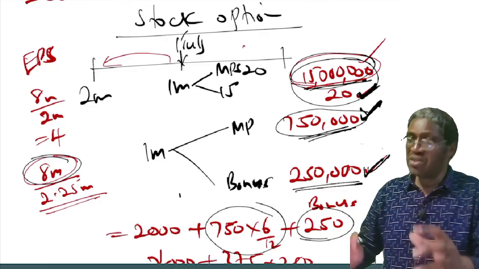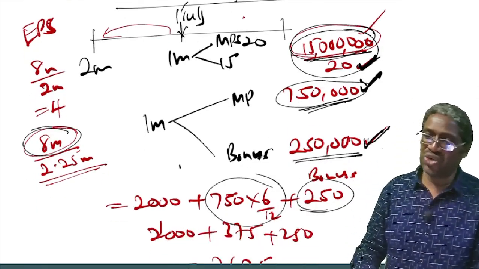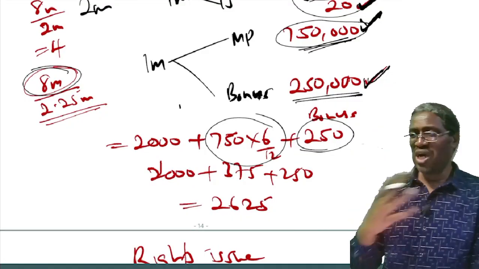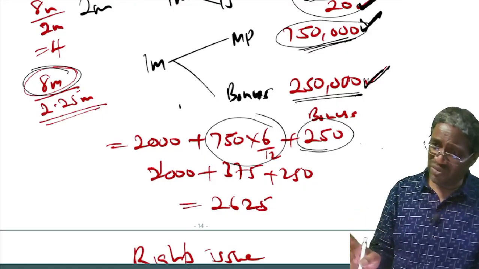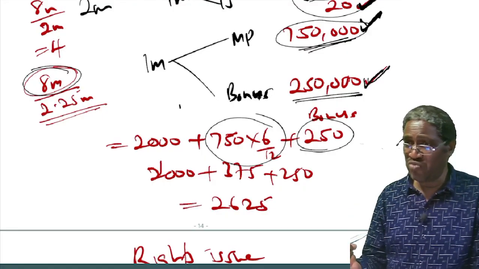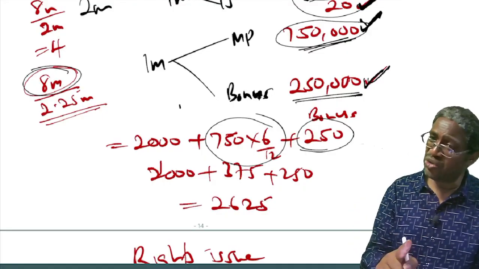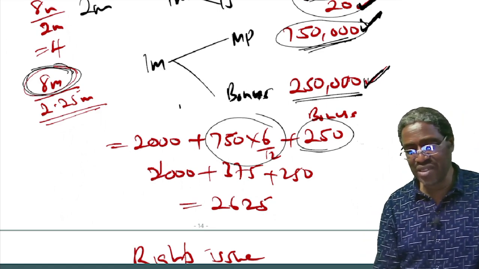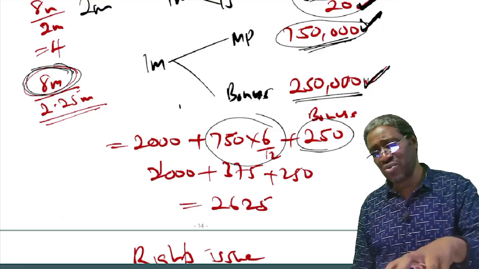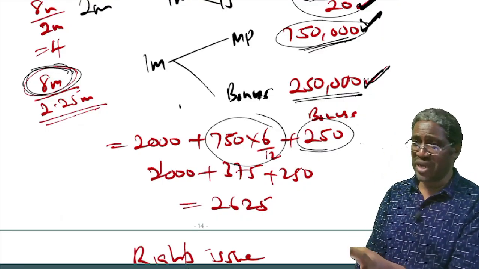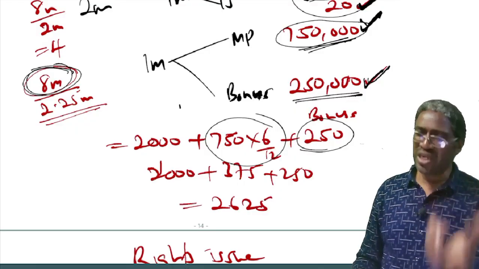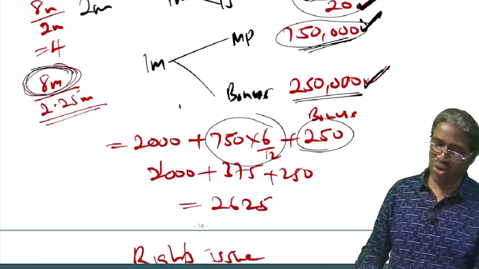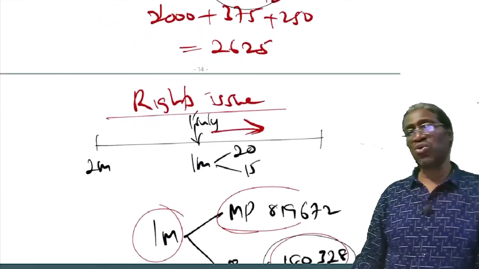Once you separate, go back to the rules. Those issued at full market price must be weighted. Those issued as bonus are never weighted. Good. Then you have to remember, because of the component of bonus, the EPS of last year should also be restated. How? By dividing the earnings last year by the number of shares last year, which were 2 million, plus the bonus in the current year, 250. That gives us 2.25 million shares. Good. That was all for stock option.